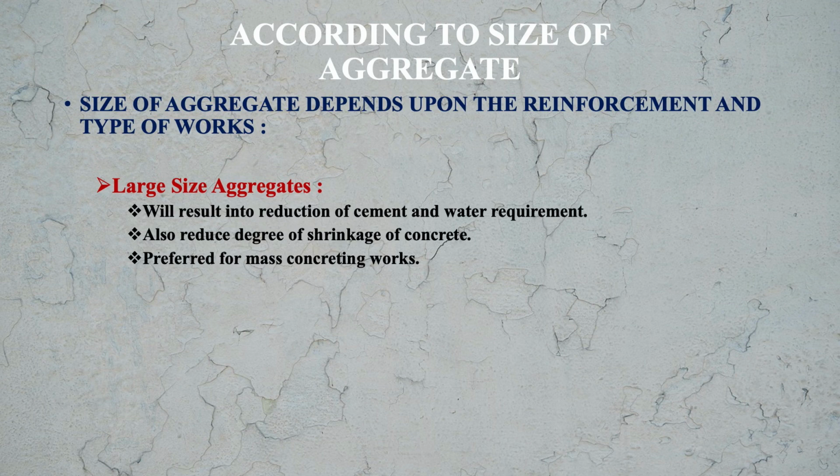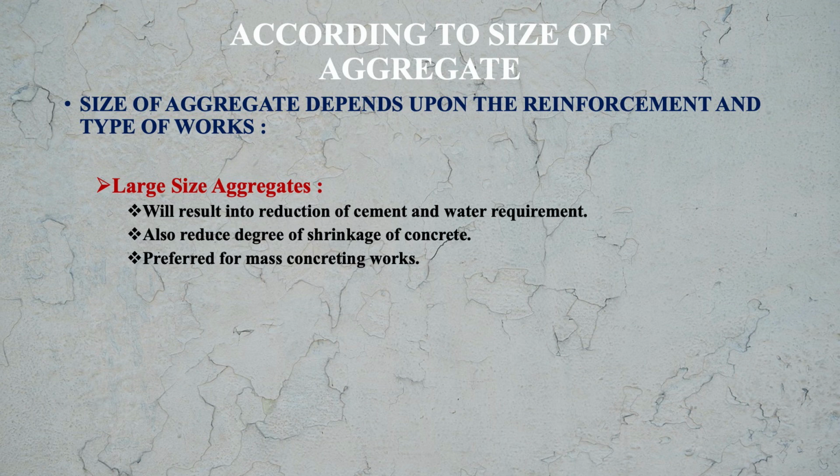Means which size of aggregate can be used for concrete, that will depend upon the reinforcement and the type of work. Reinforcement here means whether heavy reinforcement is provided or less reinforcement is provided, because it will decide the gap between the reinforcing bars and which maximum size of aggregate can pass through the gap between the reinforcement bars. So that way it will govern the maximum size of the aggregate.